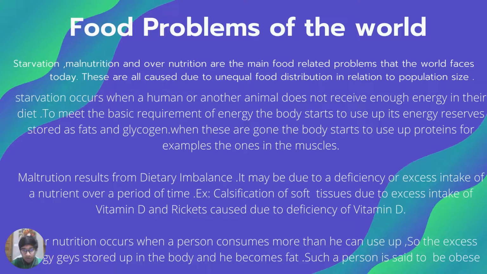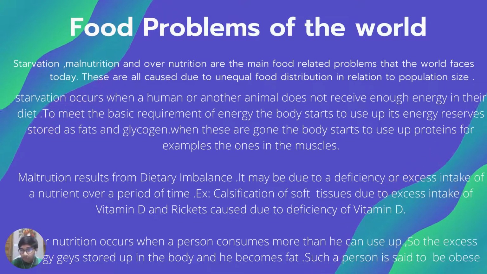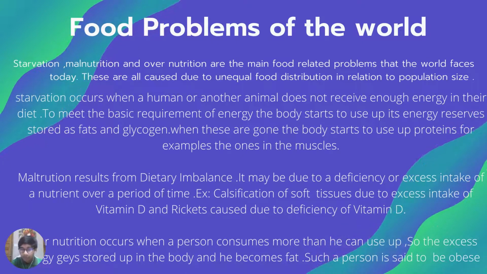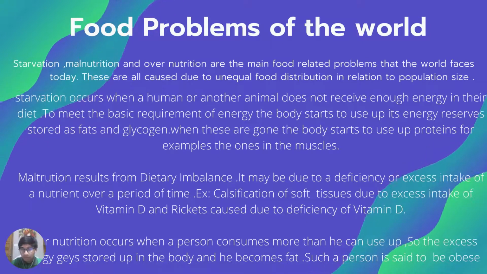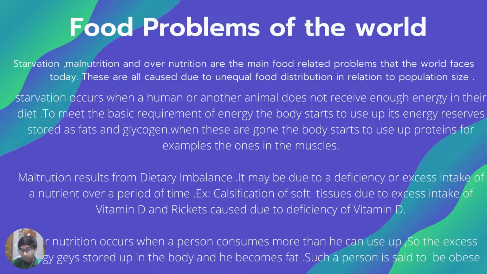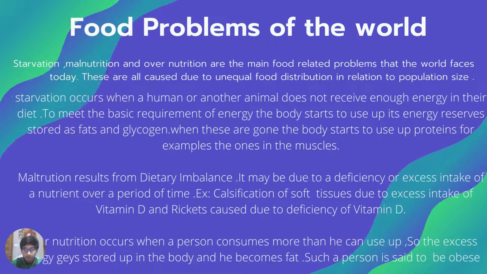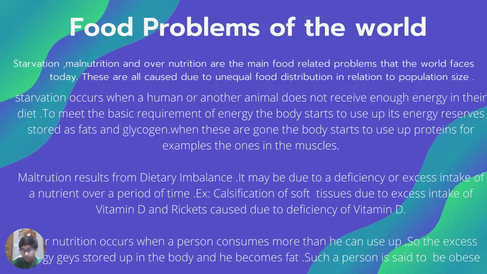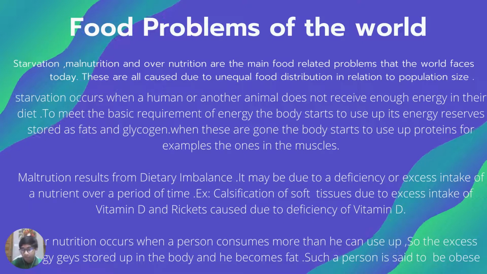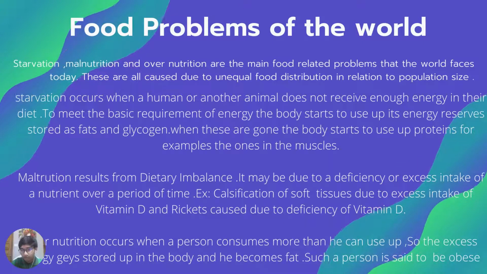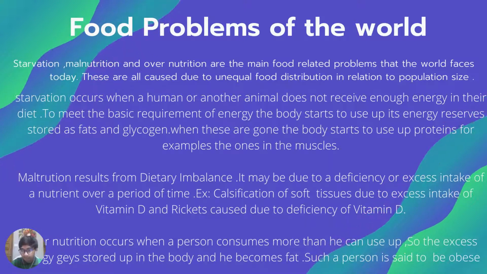Now, malnutrition, on the other hand, results from dietary imbalance. It may be due to deficiency or excess intake of a nutrient over a period of time. For example, calcification of soft tissues due to excess intake of vitamin D, and rickets caused by vitamin D deficiency. Now, overnutrition occurs when a person consumes more than he can use up. So the excess energy gets stored up in the body and he becomes fat or obese. Such a person is called obese, and this situation is known as obesity.